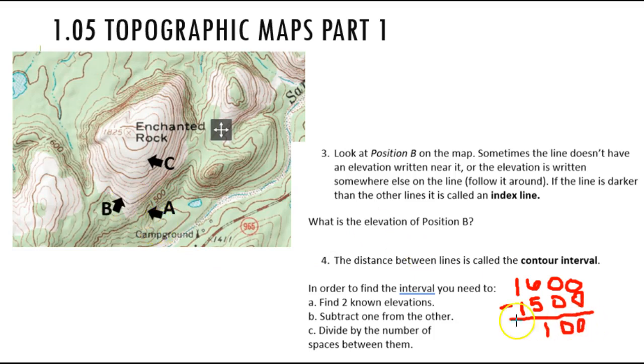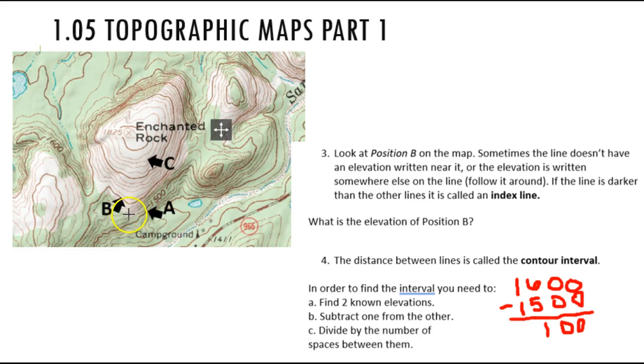It's 100. In order to get to the contour interval, we need to divide this number by the number of spaces between them. And we have to be really careful when we're counting those spaces because it can be tricky to see. So we go to A and we start counting. This is one space right here. This is a second space.